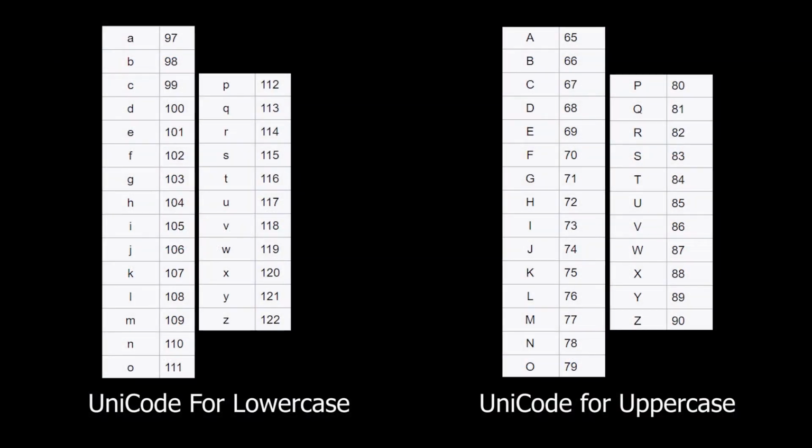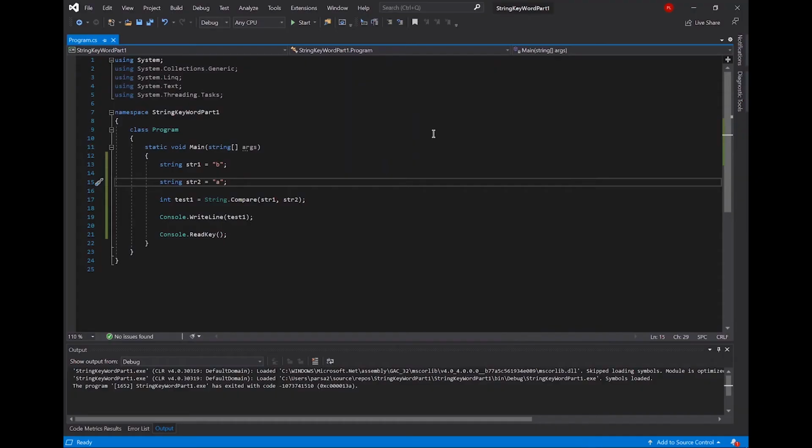As you can see, the Unicode here makes A come first. The Unicode for lowercase a is 97 and for lowercase b is 98 and for uppercase A is 65 and for uppercase B is 66. That makes A come first. And that's it for the compare keyword.